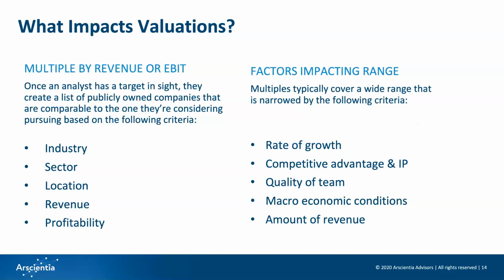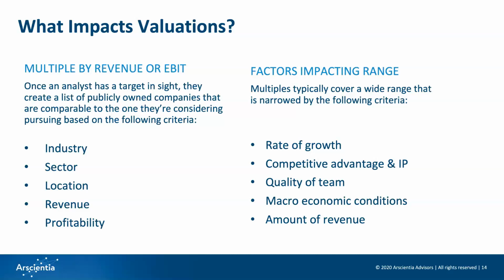The other thing is the macro environment. If the overall economy goes down, then it can impact your valuations. You can't do anything about that, unfortunately. And then the amount of revenue. So the larger your company, the higher the multiple. So for instance, if you're a public company compared to a private company, multiples of a public company are typically higher if everything is held constant.